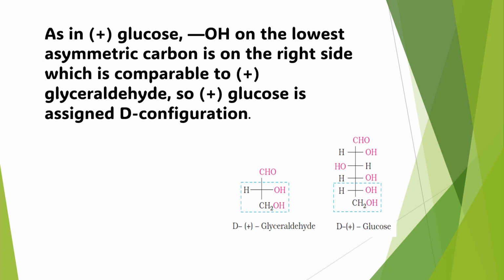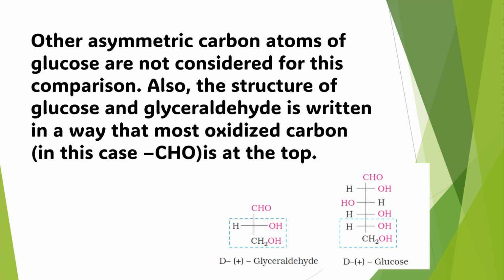Now, as in plus glucose, the OH on the lowest asymmetric carbon is on the right side, which is comparable to the plus sign of glyceraldehyde. So plus glucose is assigned D plus glucose, like D plus glyceraldehyde. We have to remember one more thing: there are many asymmetric centers in glucose, but the other asymmetric carbon atoms of glucose are not considered for this comparison.